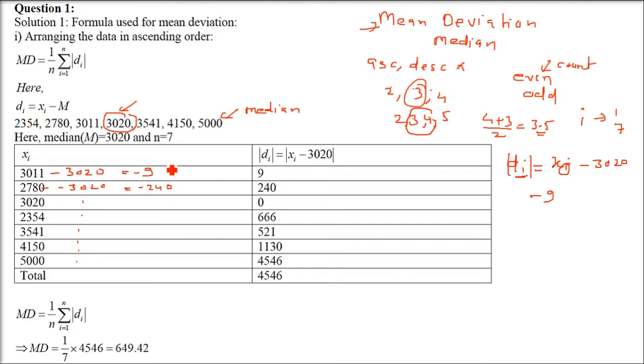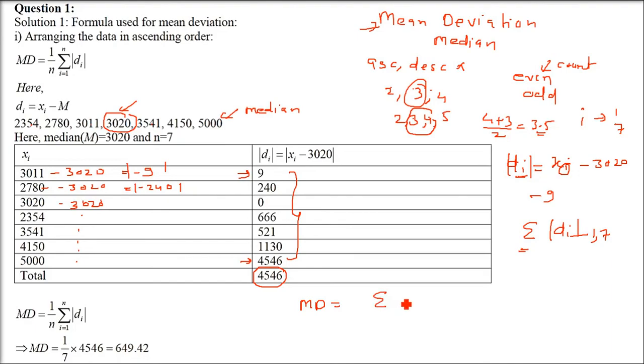For example, 2780 minus 3020 is minus 240. But we are going to use the modulus, the absolute value, so that will become 240. Similarly here 0. Wherever you have a negative number, make it positive. So what you have to do is take all the numbers in the column and subtract 3020 from them, and now take the modulus. Now you have to take the sigma. Sigma means addition of all the values in the second column, whatever you got from subtracting 3020.